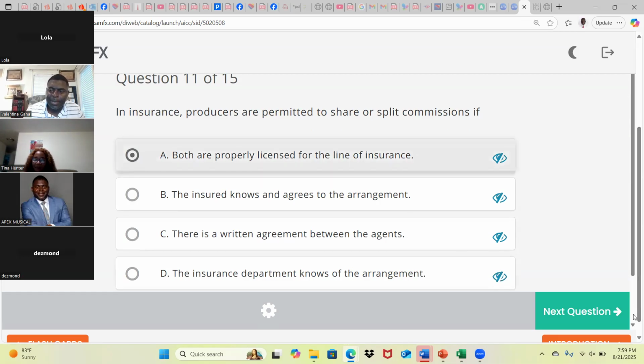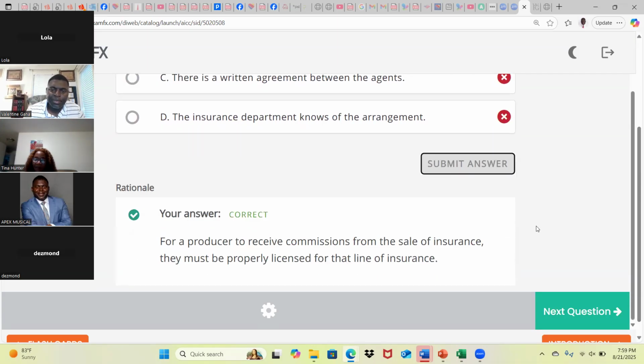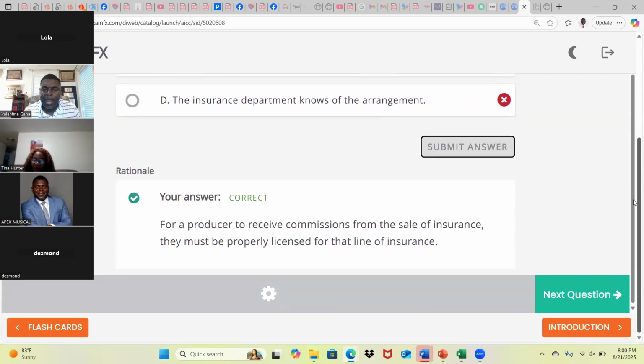All right, let's take a look. Yes, that's correct. There does not need to be a written agreement. The insurance department does not need to know. They just need to be properly licensed in the line of authority. So for a producer to receive commissions from the sale of insurance, they must be properly licensed in that line of insurance.